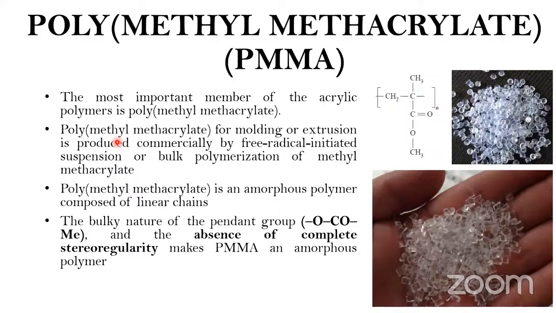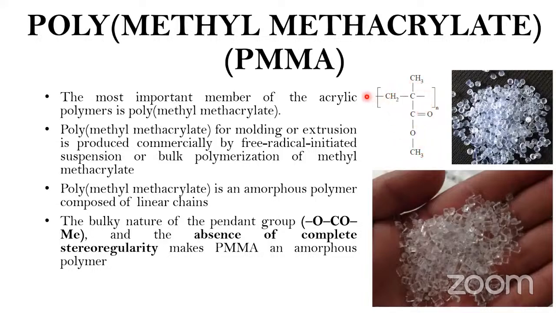So the very first polymeric type under acrylic polymers is your polymethyl methacrylate, or we can call it PMMA, as we just mentioned. Which kind of monomer is used for preparation of polymethyl methacrylate, or simply PMMA? Can you see the structure over here? Yes, sir. This structure is the repeating unit of your PMMA.